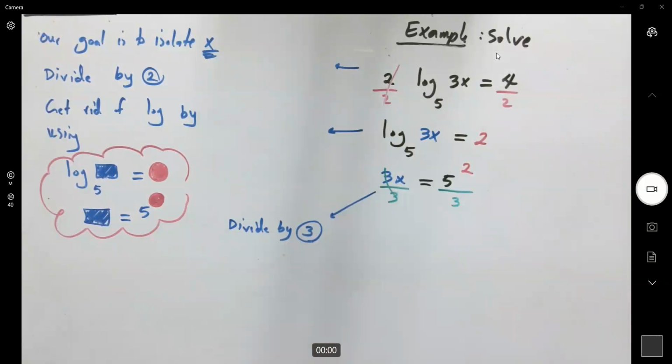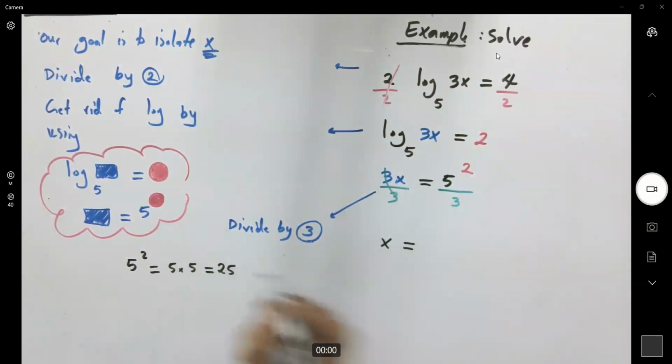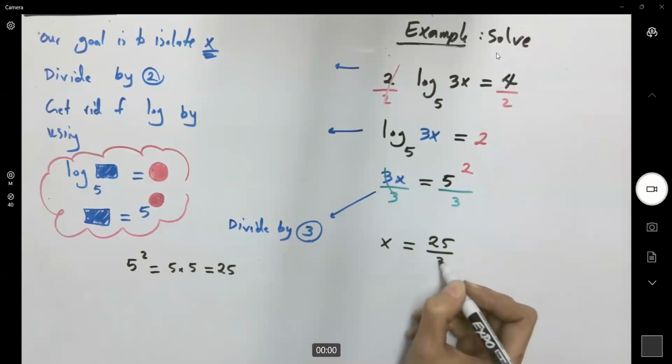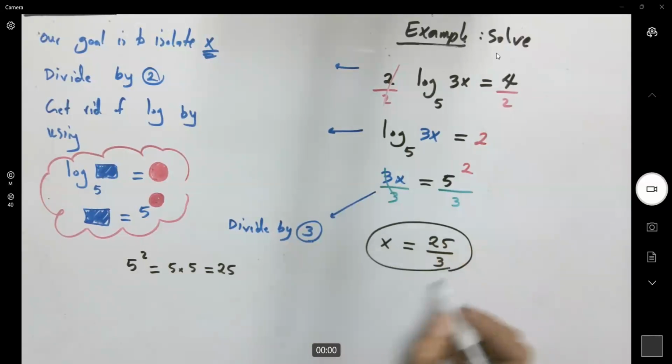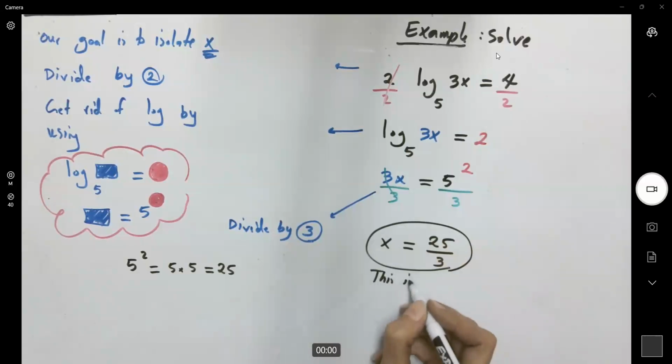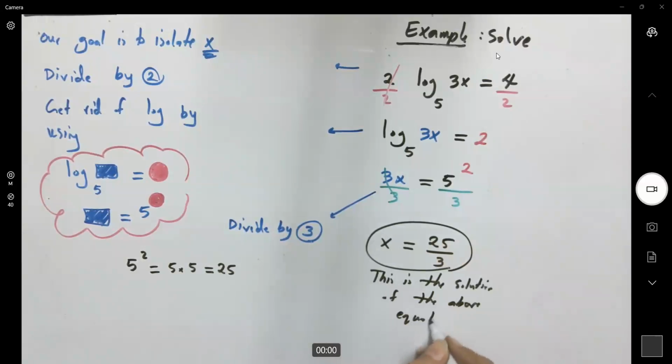3 and 3 cancel out. You're left with x equals 5 squared, which is 5 times 5, which is 25. You get 25 divided by 3. So we found the solution. This is the solution of the above equation.